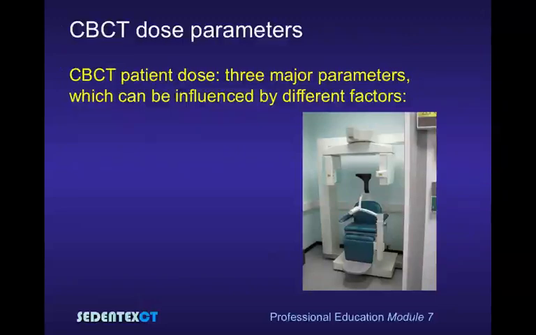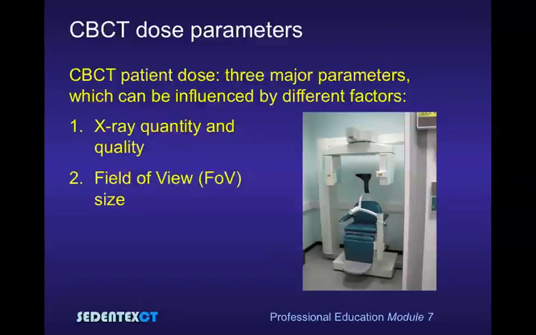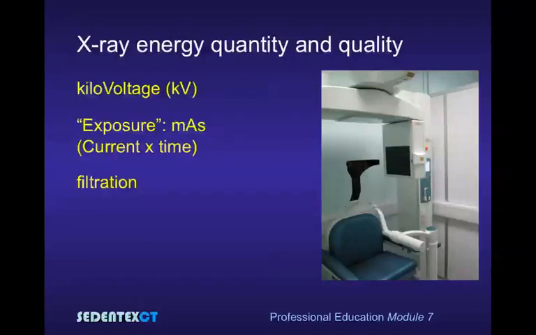When we think about CBCT dose parameters, and particularly in the context of patient dose, there are three major parameters which can be influenced by different factors. First, X-ray quantity and quality. Second, the field of view size. And finally, the use of shielding. Let's look at each of those in turn, starting with X-ray quantity and quality.